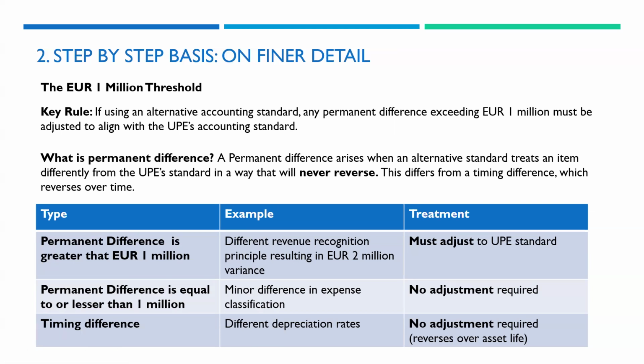Now there is another thing. Let's say you have capitalized a few things which the UP standard says you have to consider as revenue. Now that amount is only 500,000. You don't have to take it all, no need to adjust. Only those line items, line by line items, which are exceeding 1 million, you permanent differences exceeding 1 million, you have to adjust to UP standard, if you're using an alternative standard.